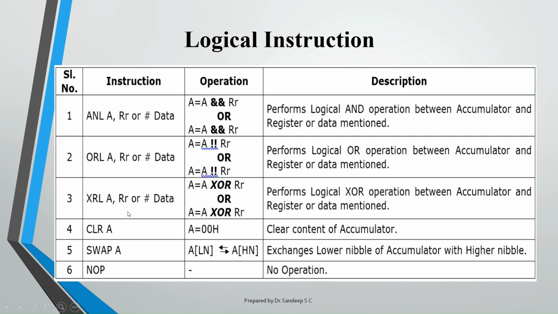These are the three logical operations. Then we have CLR A, that is to clear the content of the accumulator. And we have one more instruction, that is SWAP. Remember, swap is different from the exchange command. Swap will have only one operand. So the lower nibble and higher nibble are exchanged, not the bytes. It's a nibble exchange of the same register, that is the accumulator. It can be used only with the accumulator. Then we have NOP, that is no operation.